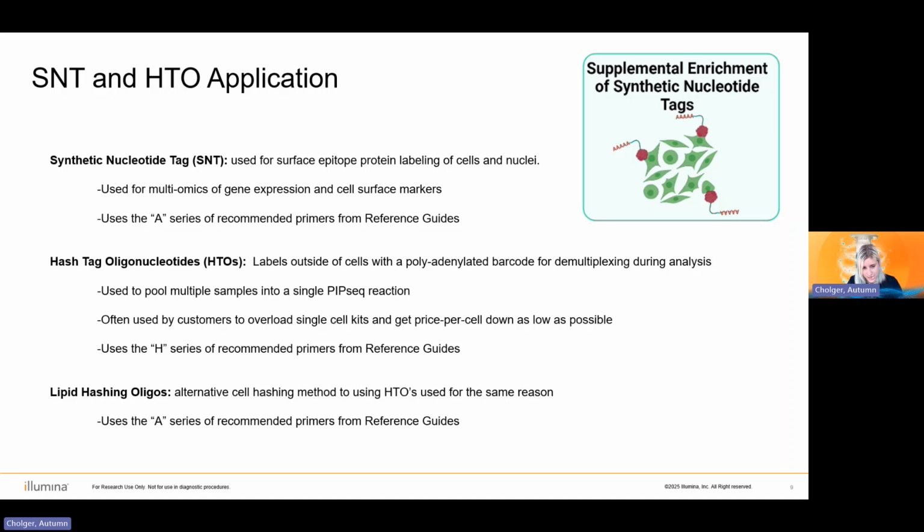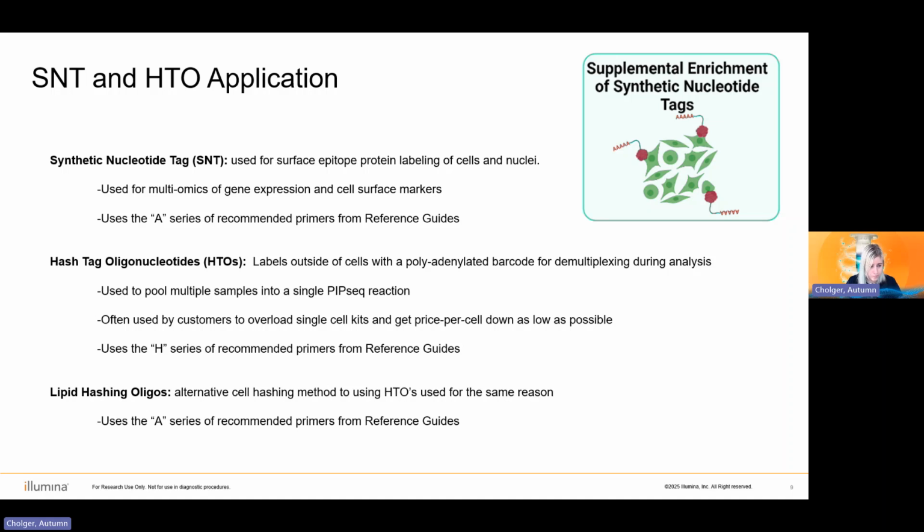And for lipid hashing, this is an alternative hashing method used with lipids instead of proteins to hash cells, and it uses the A series of recommended primers from our reference guides. And these lipid hashing oligos would be used for many of the same reasons as hashtag oligonucleotides would be. They just have a different method of anchoring or tagging the outside of the cell.